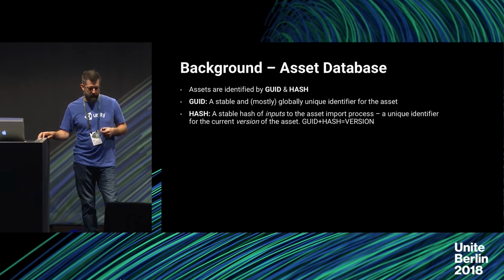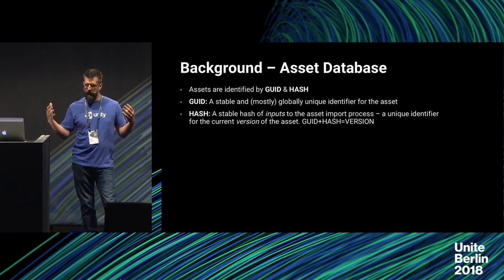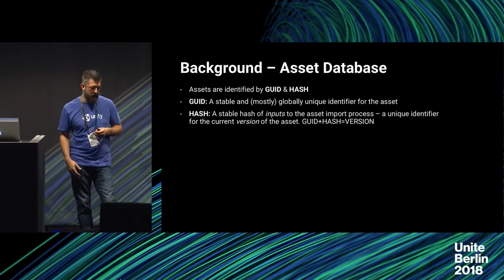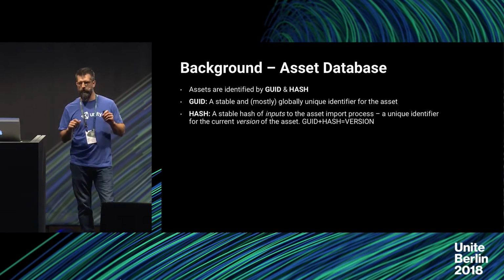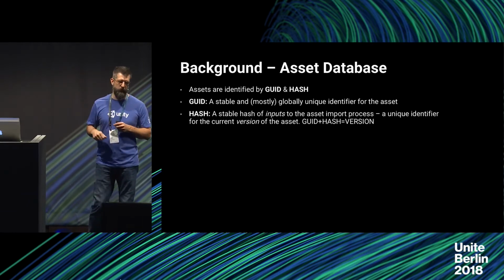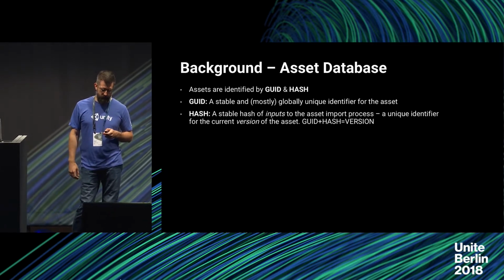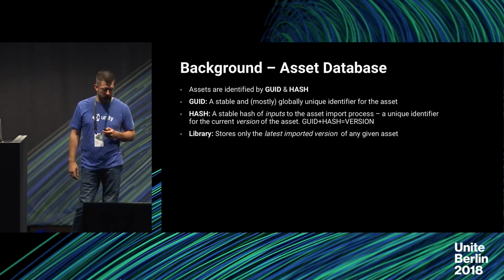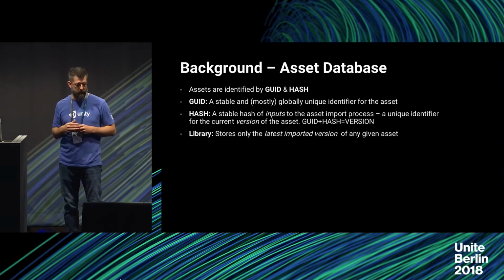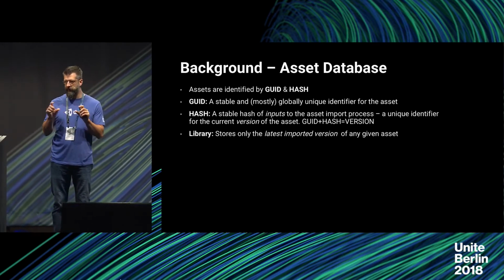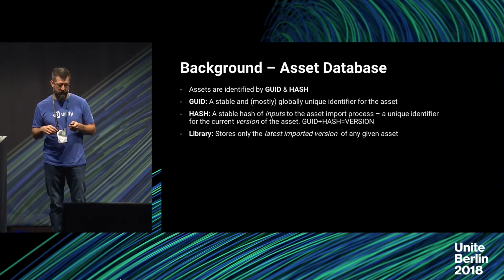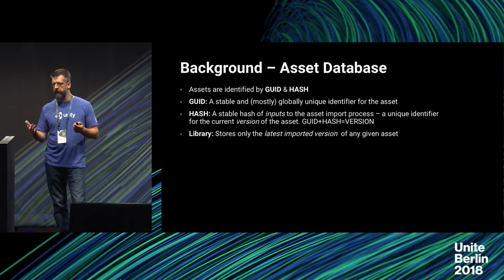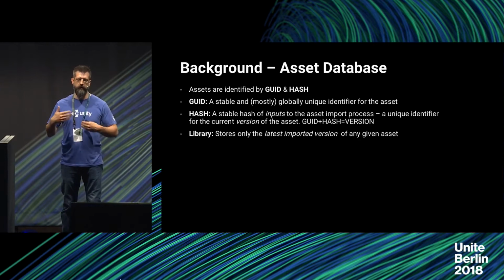The hash is basically all of the inputs to the asset from the import pipeline. So it's a hash of all the inputs. And it's just a unique identifier for the current version, the current library representation of the asset. So in my terminology, I will say a GUID plus a hash equals a version of an asset, if that makes sense. So your library folder that's in your project stores only the latest version, the GUID and the hash, of any asset. So for instance, if you switch platforms, it has to re-import because the inputs have changed, and there's a new hash, therefore it has to re-import.